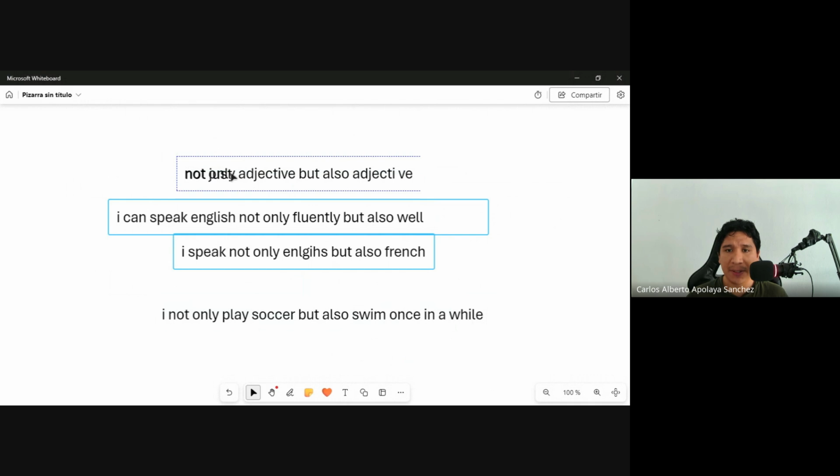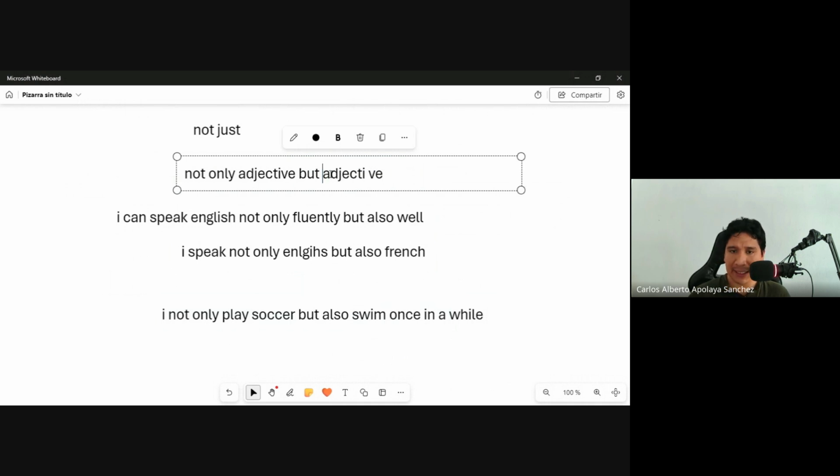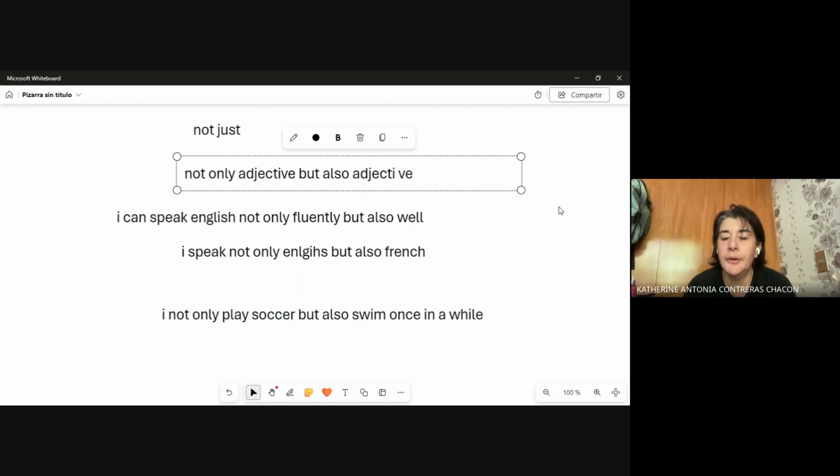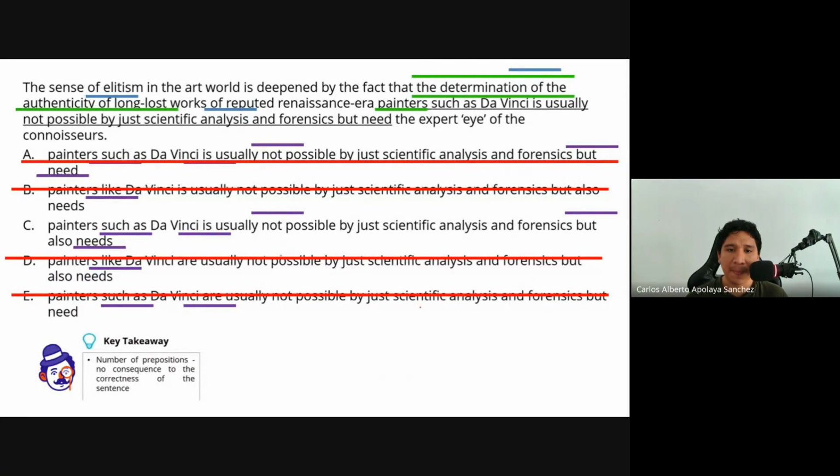Not just adjective, but also. But you never say "but" alone. No, that's not correct. If you say "not just" or "not only," it's "but also" all the time. So when I was checking this exercise, here you say "not" incorrectly, because we need "not only" or "not just," and then "but also."